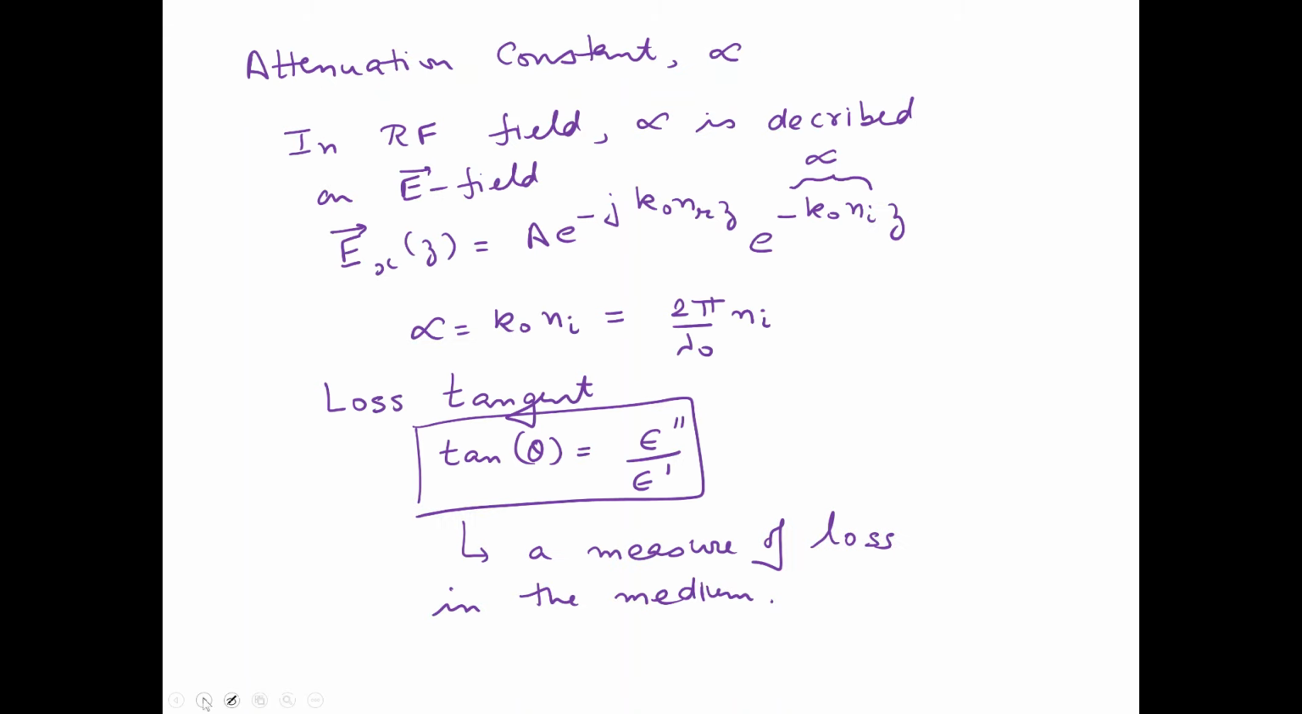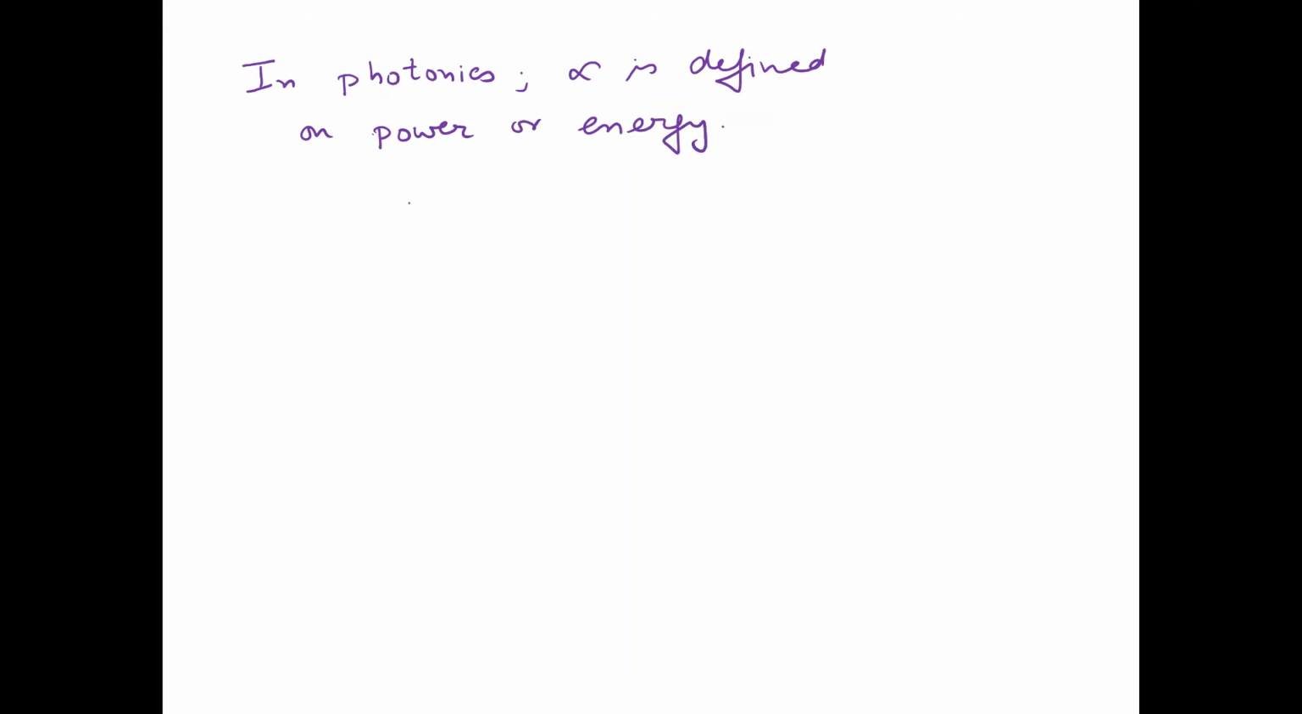And alpha, I'll later on talk about Poynting vector, so it will become clear why. But alpha in photonics is going to be 4 pi by lambda naught and imaginary. It will be twice that of alpha of the RF field.